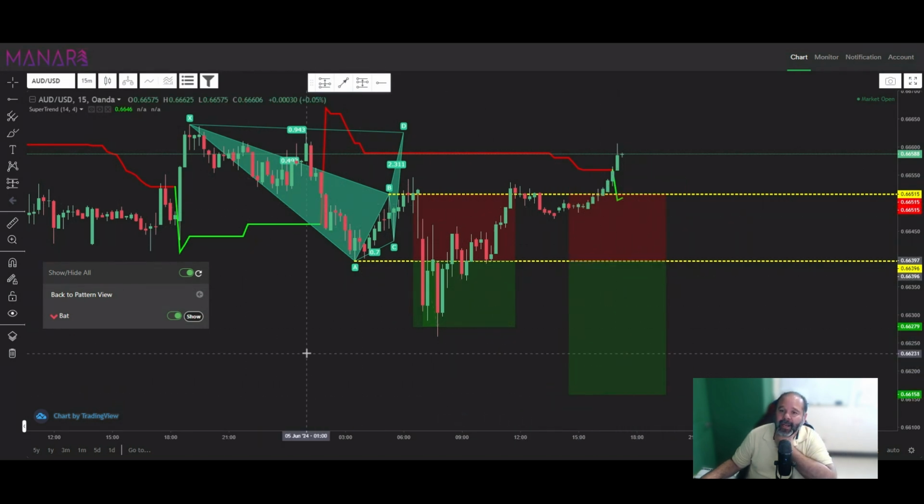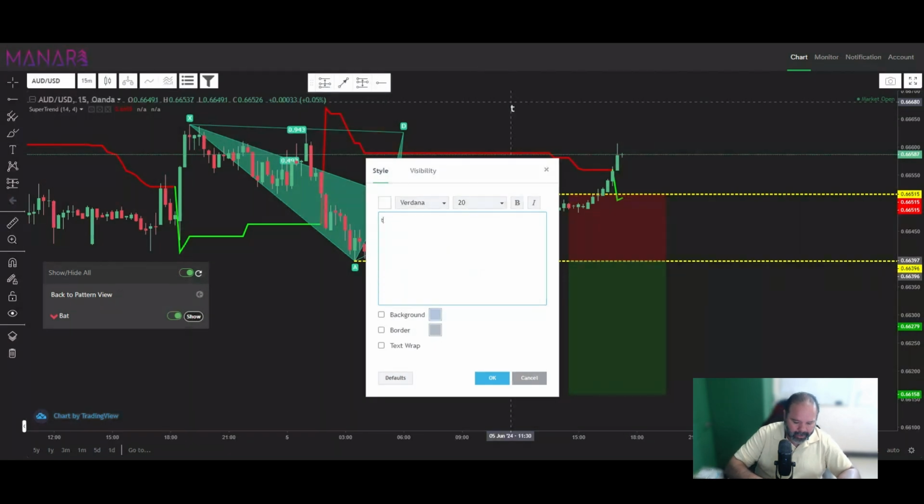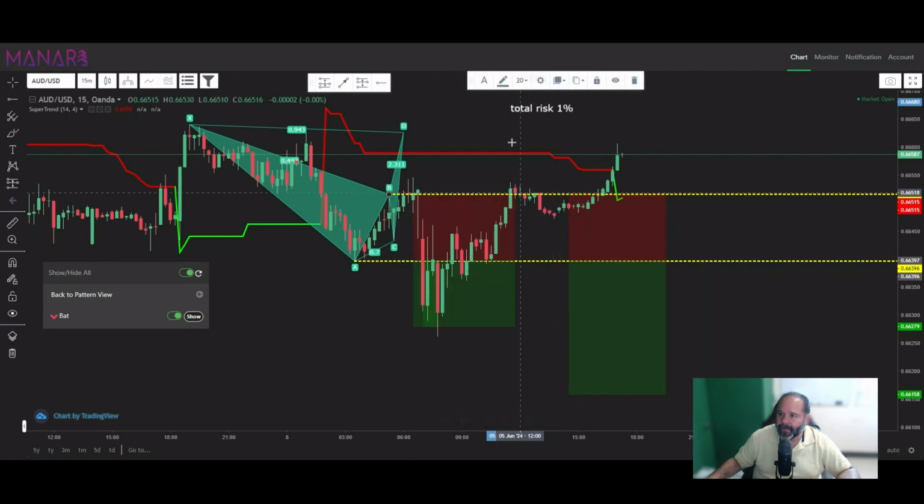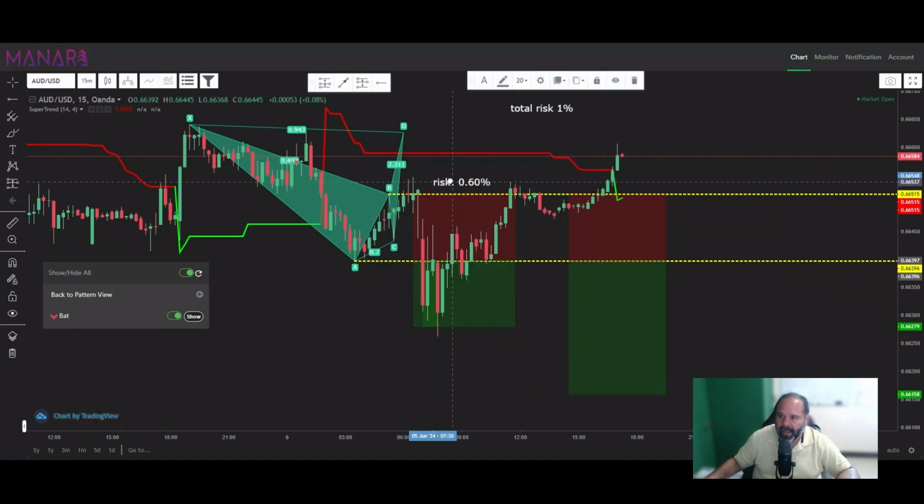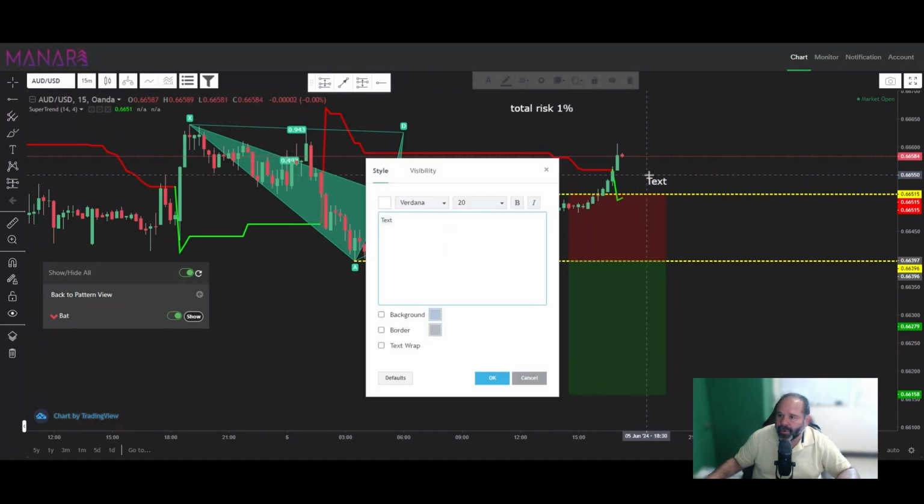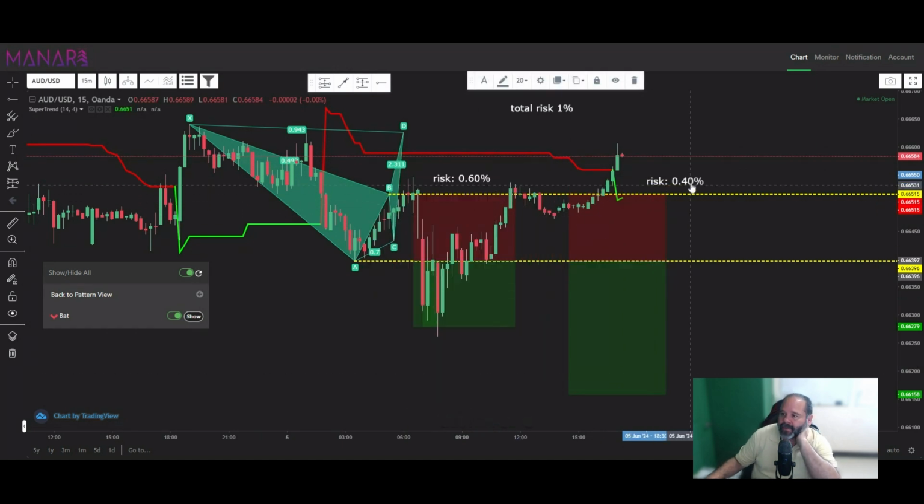and 40% of my 1% I risk on the second trade. So it means that if I risk a total of 1%, then I'm going to risk 0.60% on this trade, and on the other trade, I'm going to risk 0.40%. If you add them both, that's my 1%.